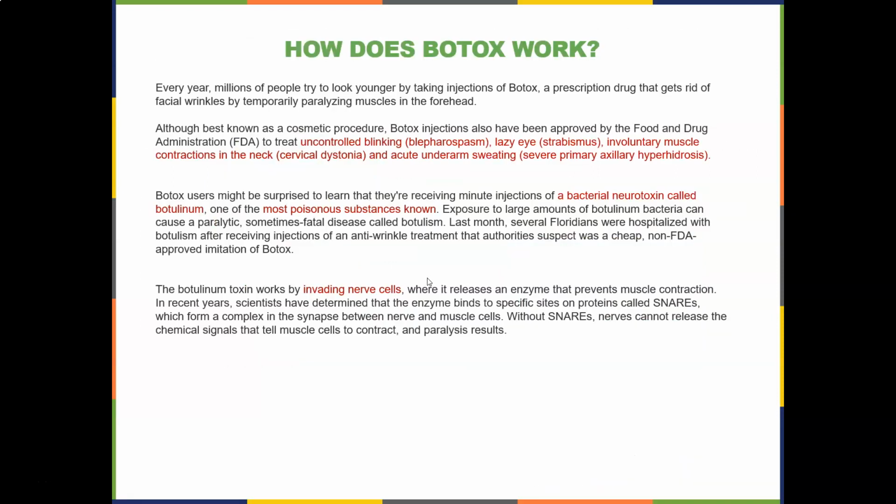So how does Botox work? Every year millions of people try to look younger by taking injections of Botox, which is a prescription drug that gets rid of facial wrinkles by temporarily paralyzing muscles in the forehead. Although best known as a cosmetic procedure, Botox injections also have been approved by the FDA to treat uncontrolled blinking, blepharospasm, lazy eye, strabismus, involuntary muscle contractions in the neck, cervical dystonia, and acute underarm sweating. Yes, severe primary axillary hyperhidrosis.